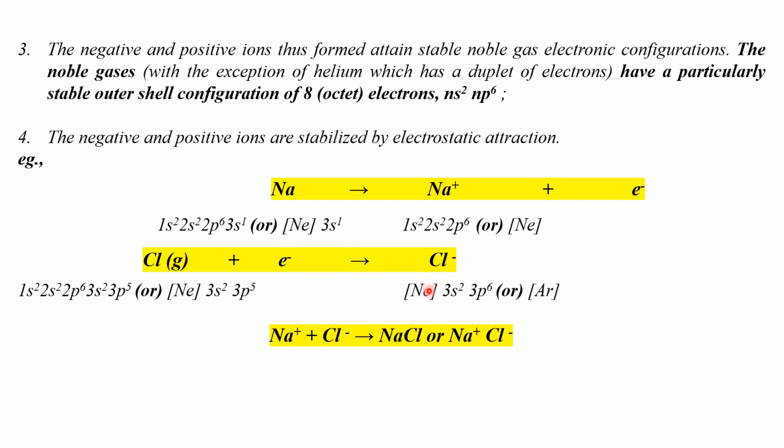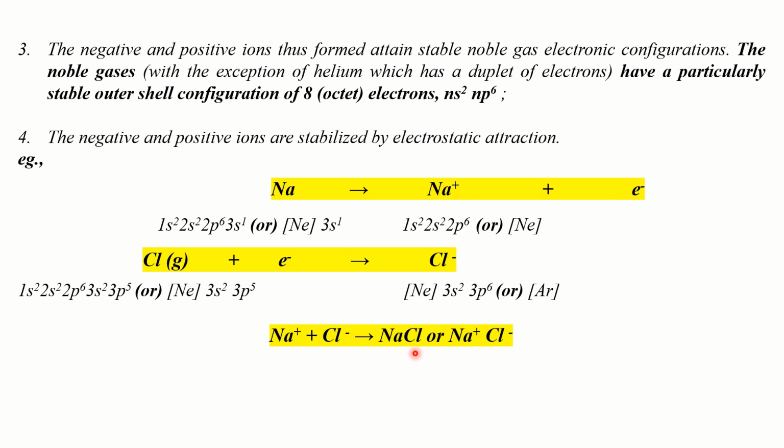Okay, thus the electronic configuration of chlorine changes from neon 3s2 3p5 to neon 3s2 3p6, which in turn is the electronic configuration of their nearest noble gas argon as shown. Now, the oppositely charged Na plus and Cl minus ions attract each other and are held together by strong electrostatic forces of attraction between them, which constitute the ionic bond. Thus, the bond formed as a result of the electrostatic attraction between the positive and negative ions is known as the electrovalent bond or ionic bond.